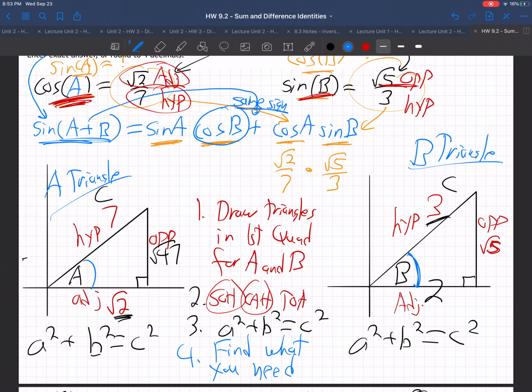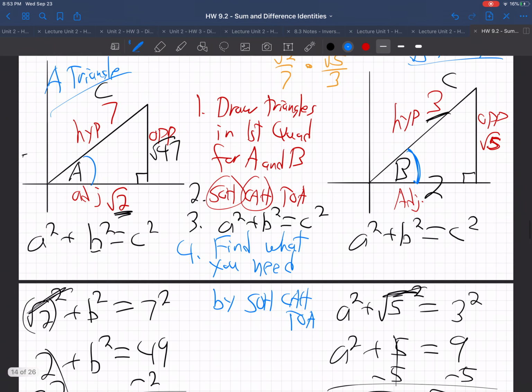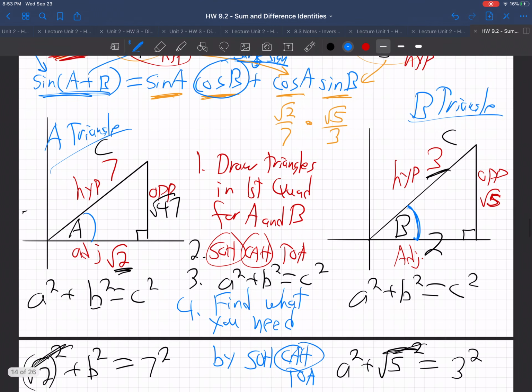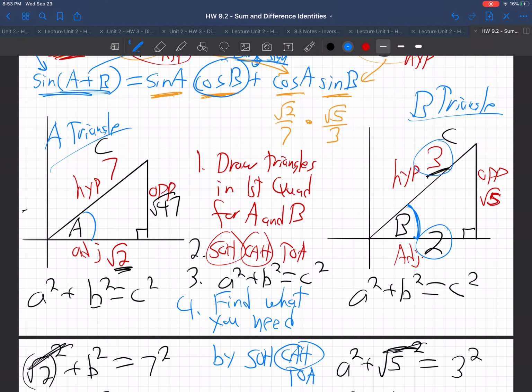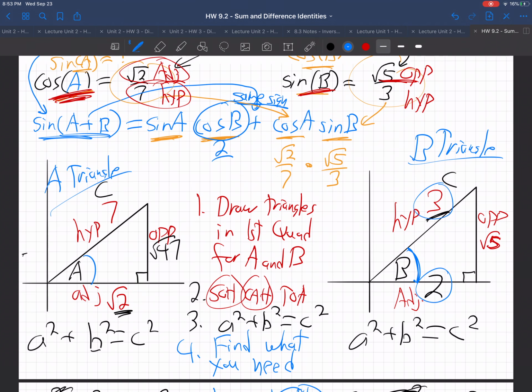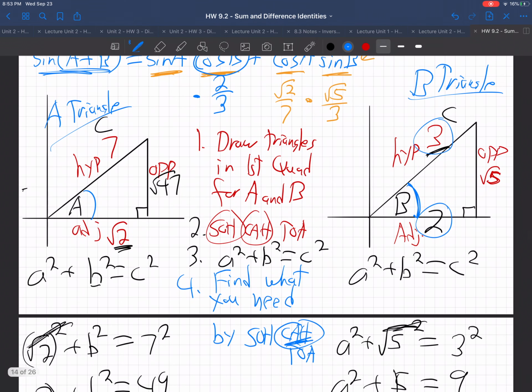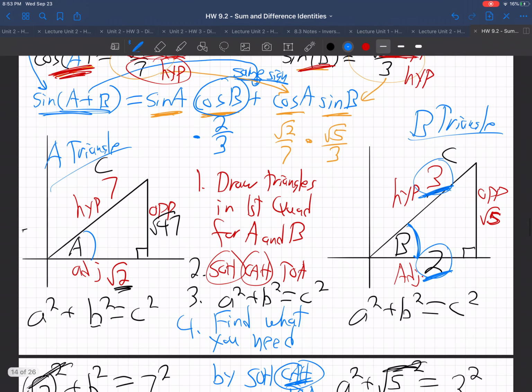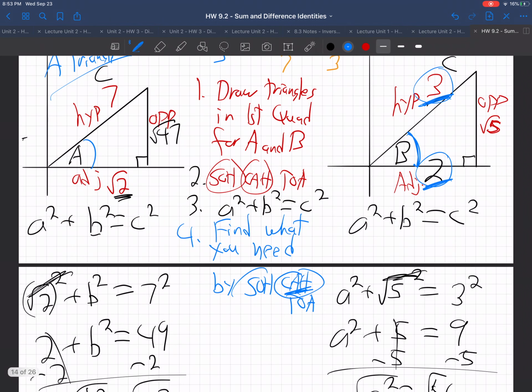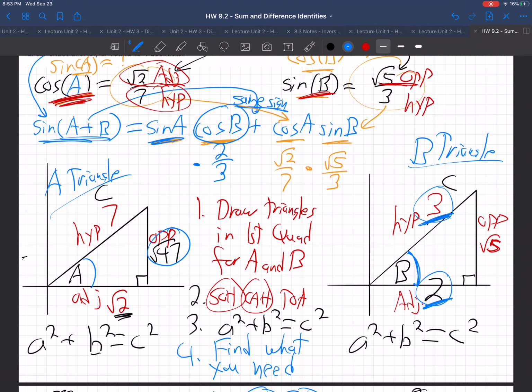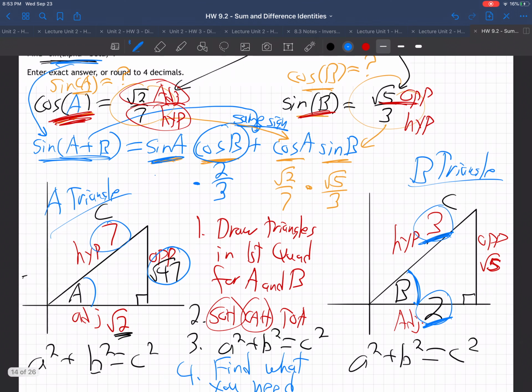So the B triangle, cosine of B, cosine, remember, is adjacent over hypotenuse. So adjacent over hypotenuse, it's 2 over 3. Cosine of B is 2 over 3. And then in the A triangle, sine is opposite over hypotenuse. So it's square root of 47 over 7 in the A triangle, right? Because it's sine of A, opposite over hypotenuse.